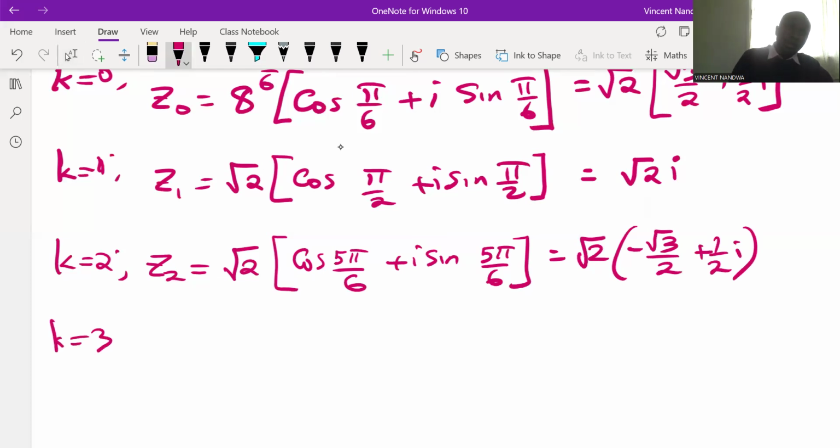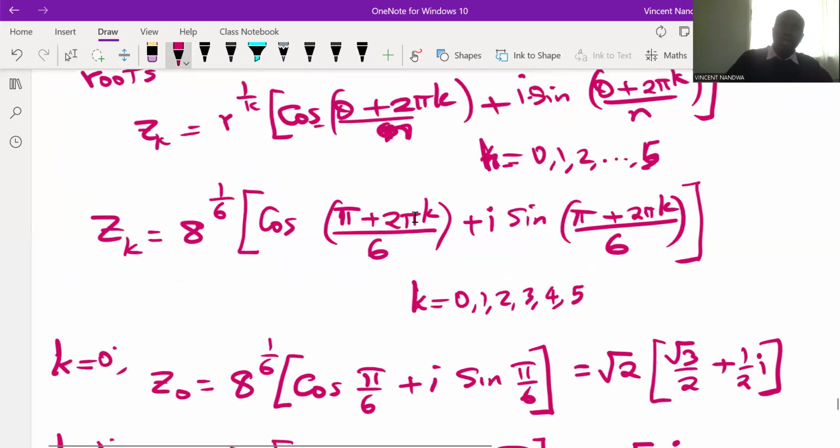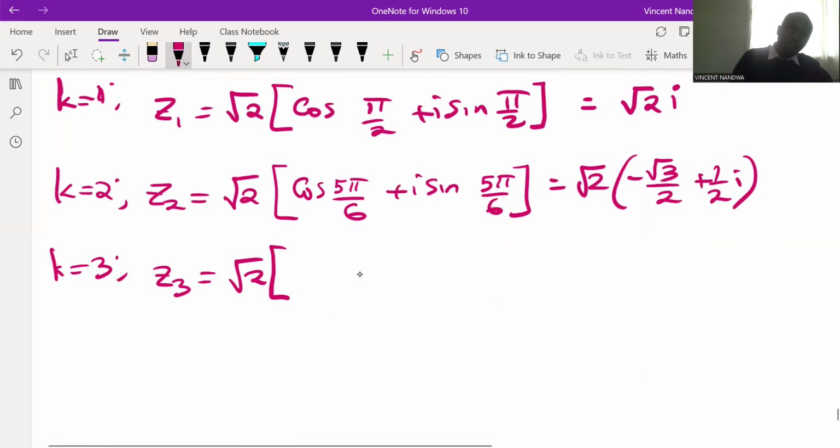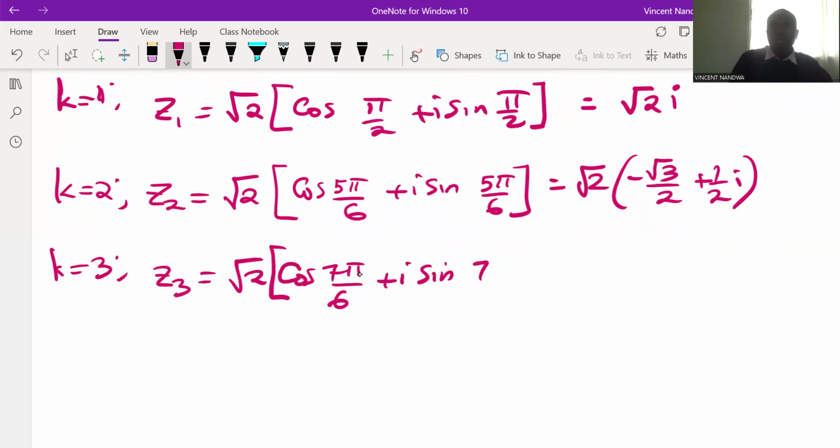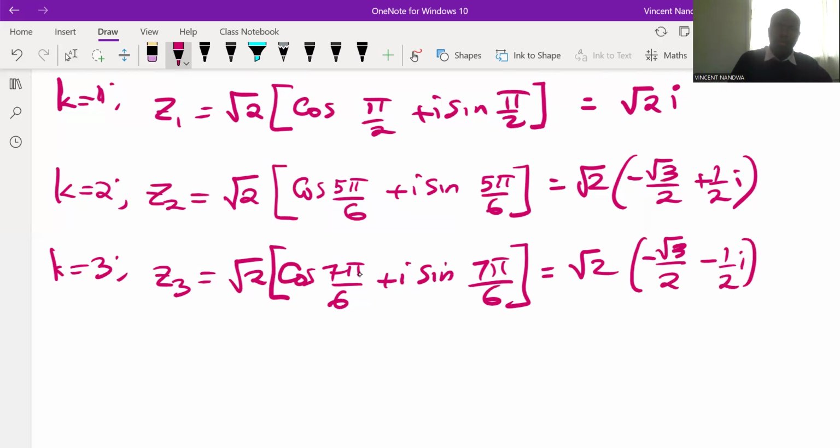k equals 3 means z3 will be root 2. So put 3 here. So 3 times 2 pi is 6 pi plus pi is 7 pi. So we'll have cos of 7 pi over 6 plus i sine 7 pi over 6. When you work out, you get root 2 into minus root 3 over 2 minus a half i.